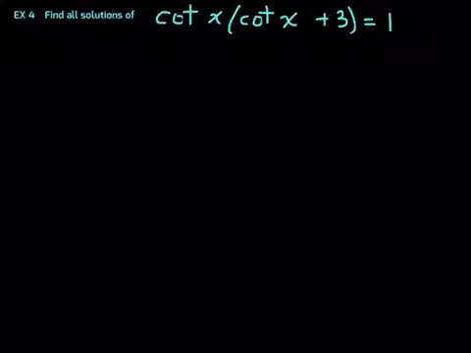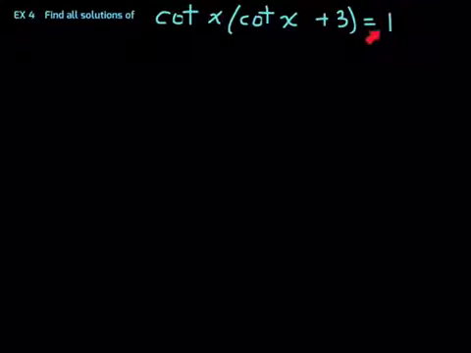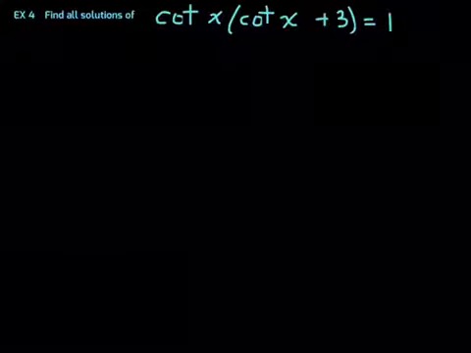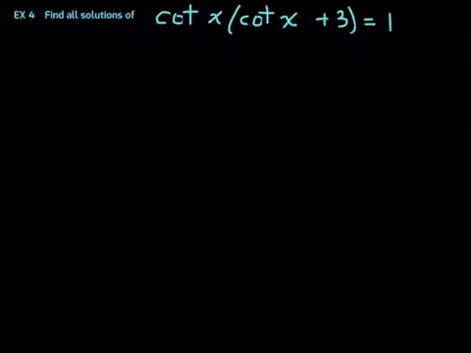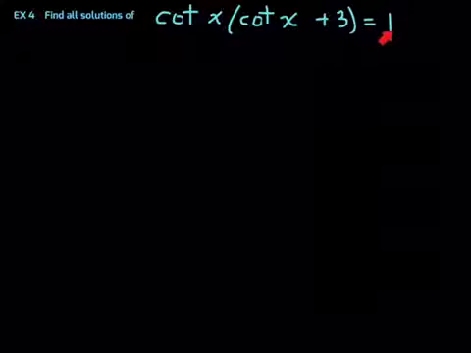Example 4, find all solutions of cotangent of x times cotangent of x plus 3 is equal to 1. To get us started here, make sure you do not use the zero factor property and say that cotangent of x must be equal to 1 or cotangent of x plus 3 is equal to 1. You can only use that property when this constant is 0. So with that being said, let's do two things at once. Let's distribute cotangent of x, and then let's also subtract 1 from both sides, okay?